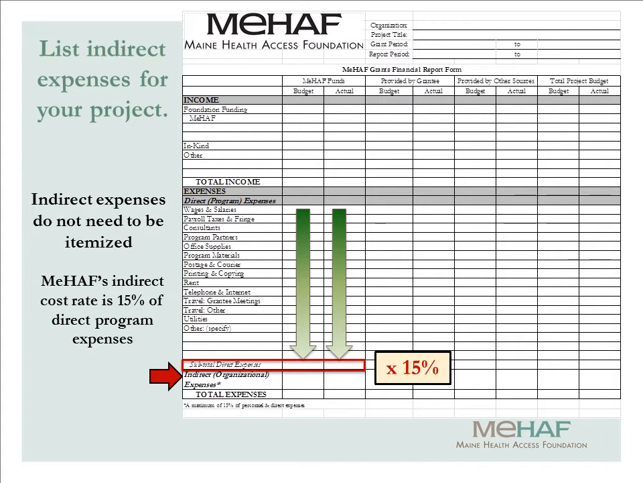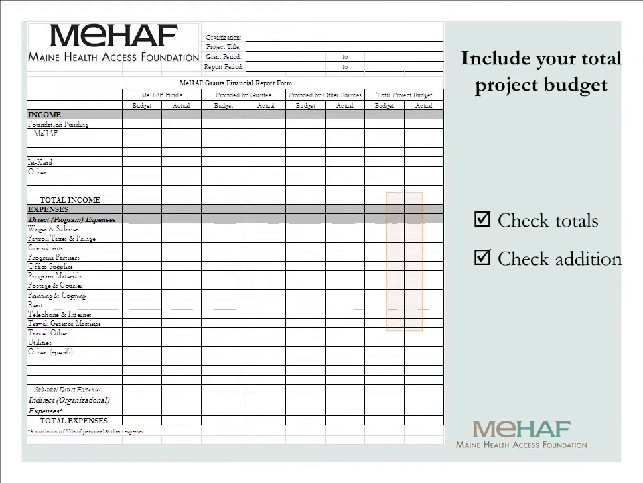In addition, there are some grantees who want to use all of their MeHAF funds for the project, and they provide the indirect as an in-kind donation towards their match requirement. That is okay to do, and if that is the case for you, then you should not include any actual indirect expenses under the MeHAF columns. At MeHAF, we encourage our grantees to include indirect expenses as part of their project budget. Include your total project budget. Check your totals and check your addition.